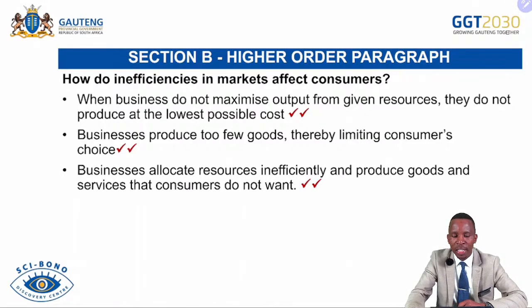Businesses allocate resources inefficiently and produce goods and services that consumers do not want. They find themselves producing the bad combination that is not really required by consumers. They find themselves undersupplying the product while consumers are demanding more of that particular product.